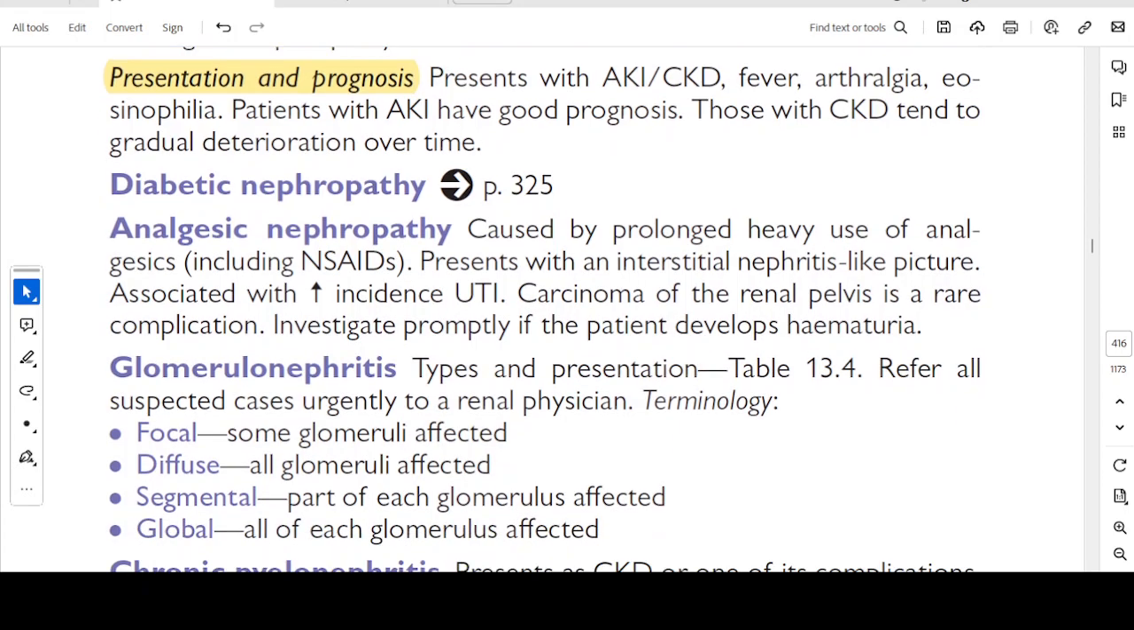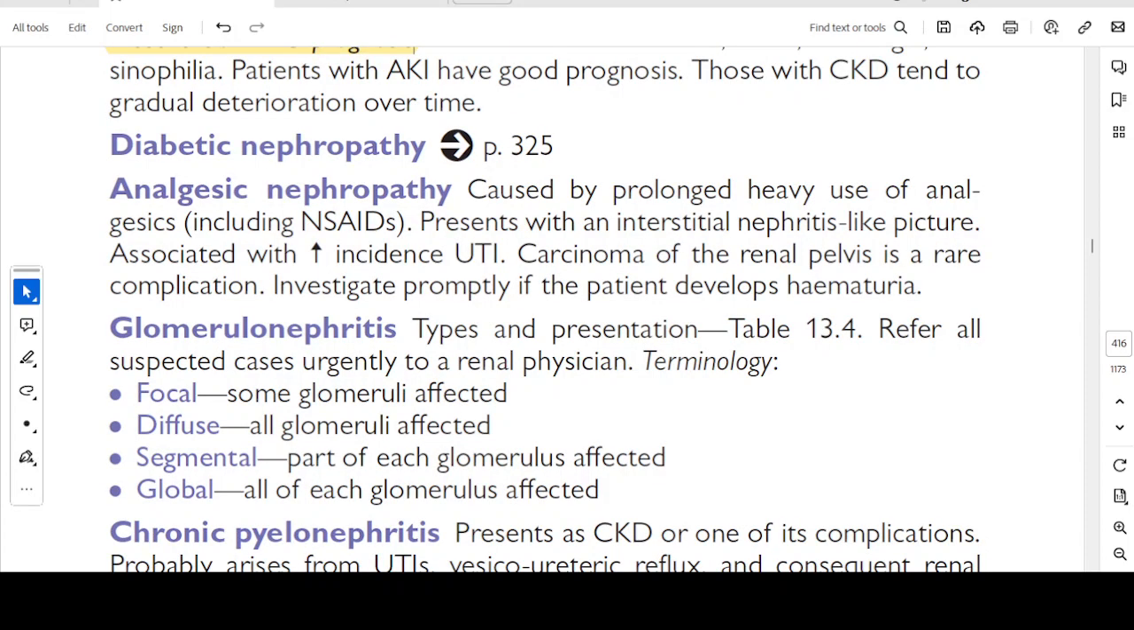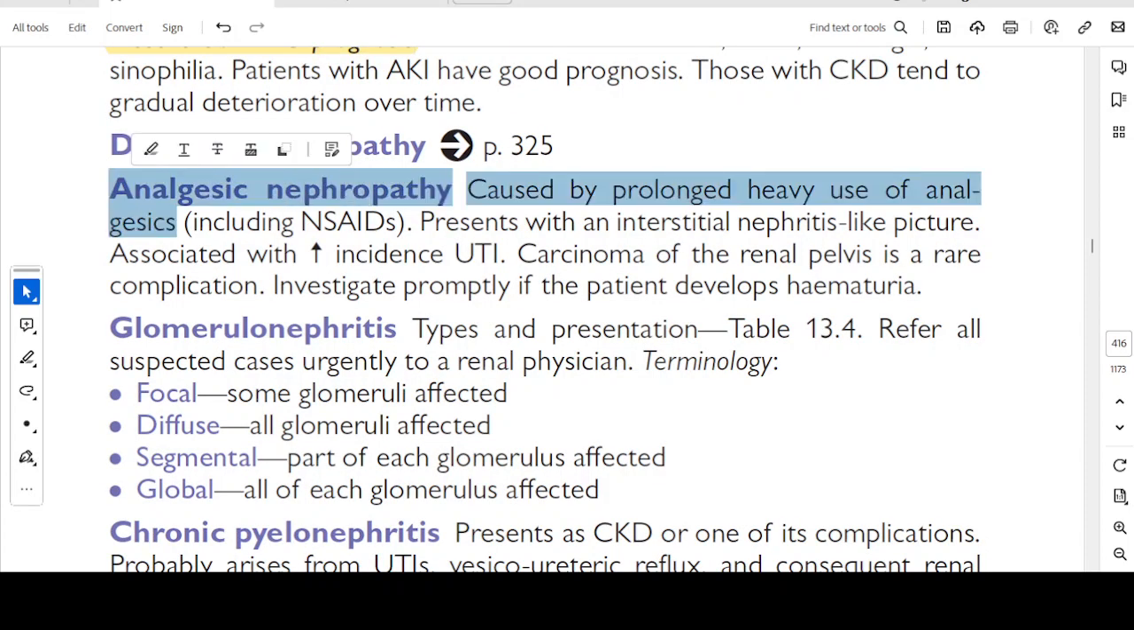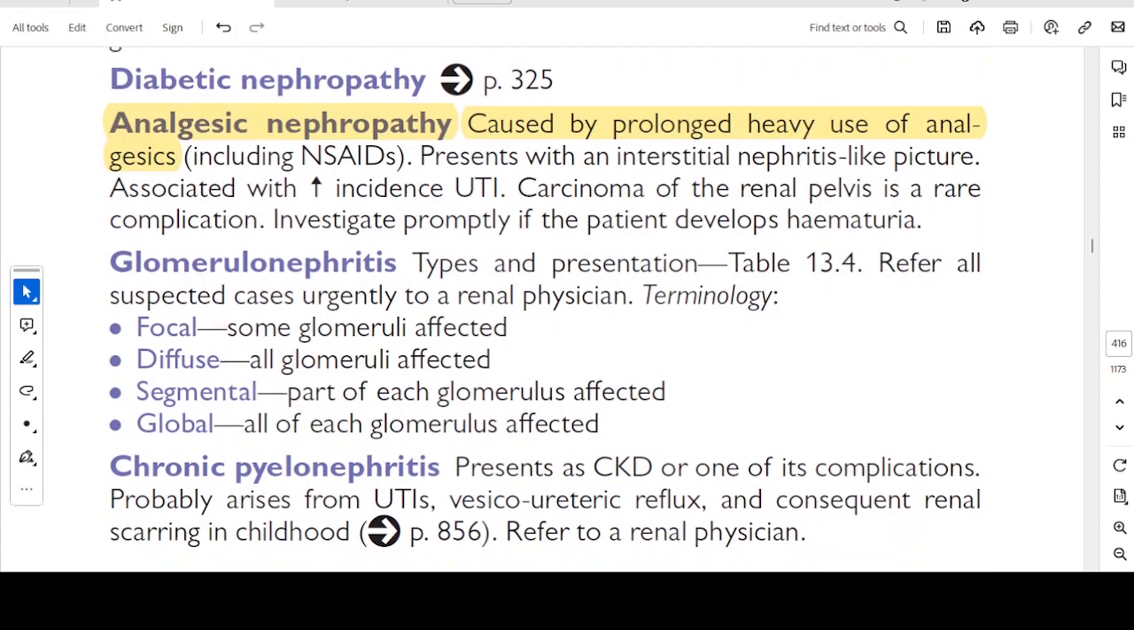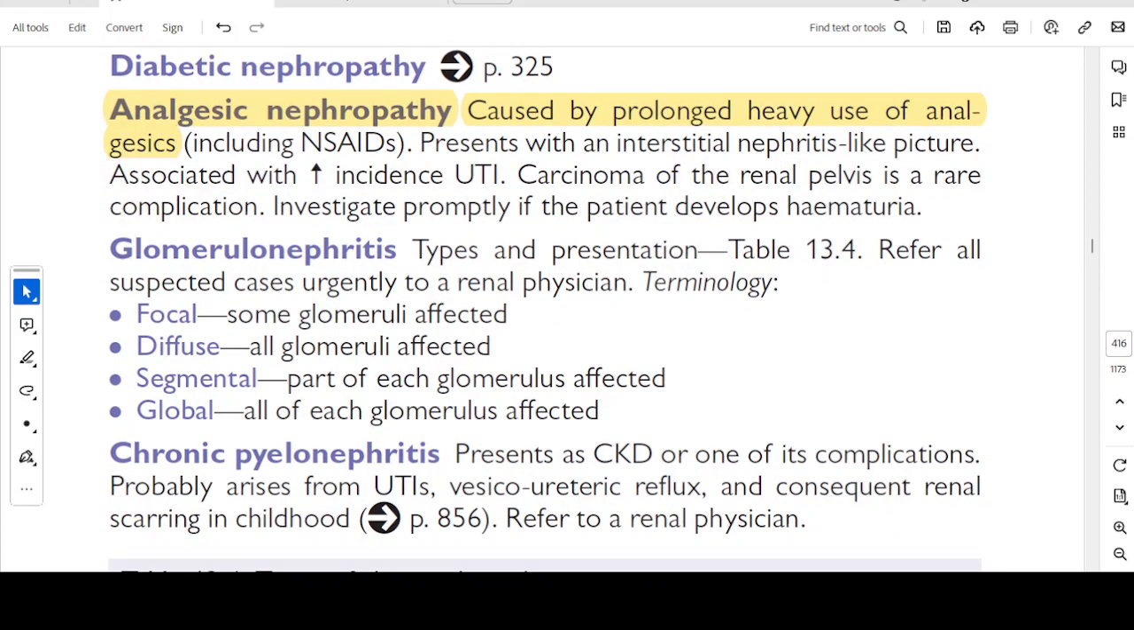Analgesic nephropathy is caused by prolonged use of analgesics including NSAIDs. Patients with an interstitial nephritis like picture have an increased incidence of UTI. Carcinoma of the renal pelvis is a rare complication. Investigate promptly if the patient develops hematuria.